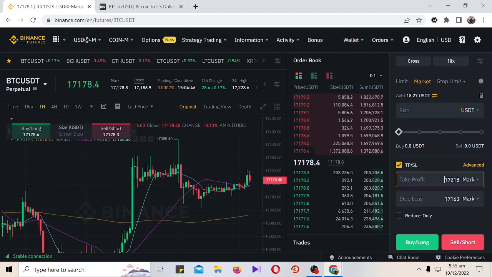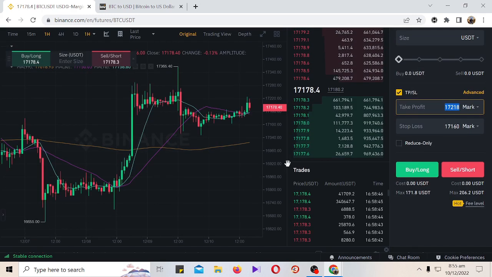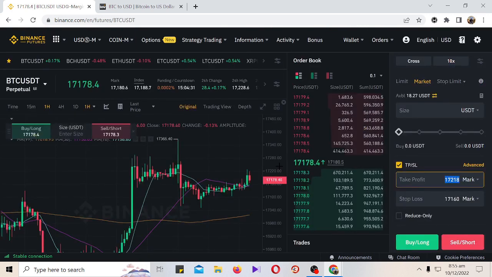Okay, and this is where we are going to take profit. So even if we are not around to check our chart, when the market moves to the upside, Binance is going to close it for us. So this is how you trade cryptocurrencies on Binance futures. Okay, this is everything that you need to know.